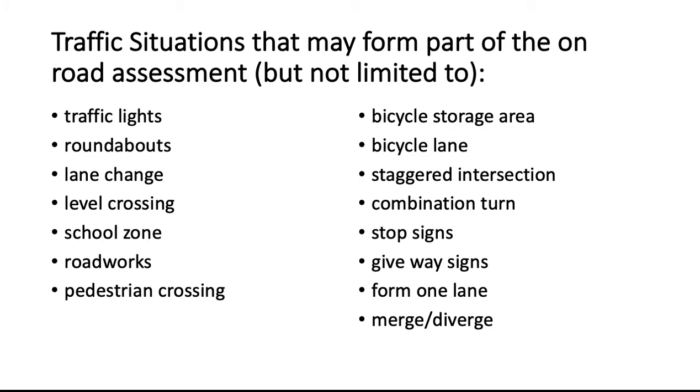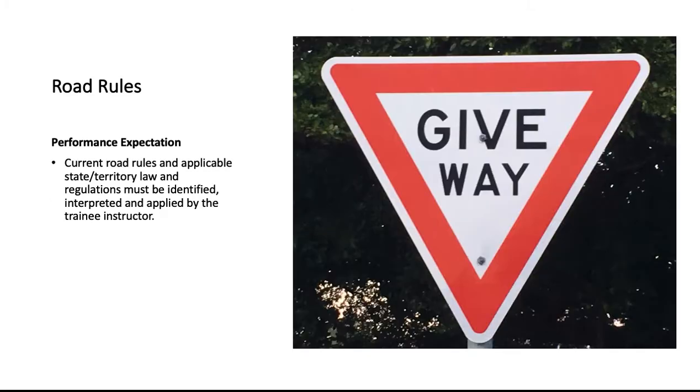Traffic situations that may form part of the assessment include traffic lights, roundabouts, lane changes, level crossings, school zones, roadworks, pedestrian crossings, bicycle storage areas, bicycle lanes, staggered intersections, combination turns, stop signs, give way signs, four to one lane, merge and diverge. That list goes on and on. It's a little bit specific to the situation geographically that people live in as well as to what they will cover. Basically, the thing to take away from it is there's a range of situations.